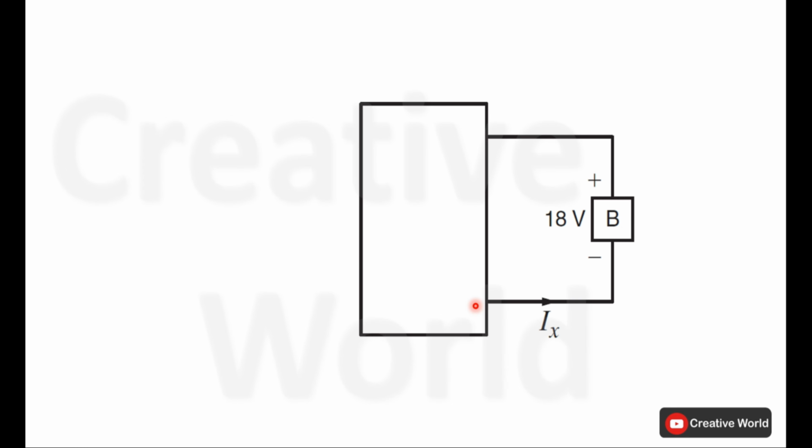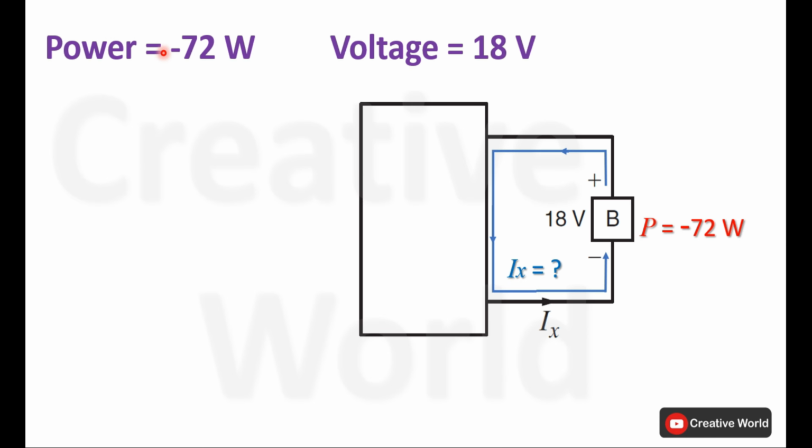I have redrawn the circuit here. The power of this element is given, and because this element is supplying power, that's why its power is taken with a negative sign. The voltage across this element is also mentioned, and the direction of current is indicated by this black arrow. We have to calculate current Ix through this element B. The data which we retrieved from this question is power minus 72 watt, which is being supplied by element B, and voltage across this element, which is 18 volt.